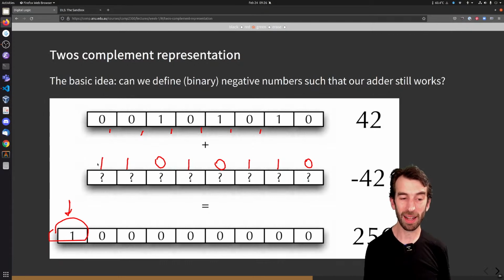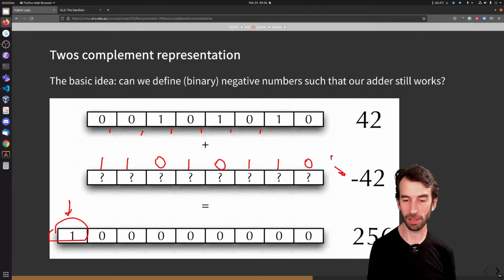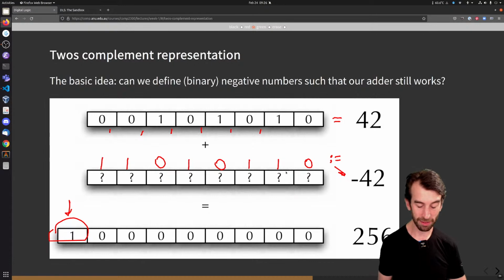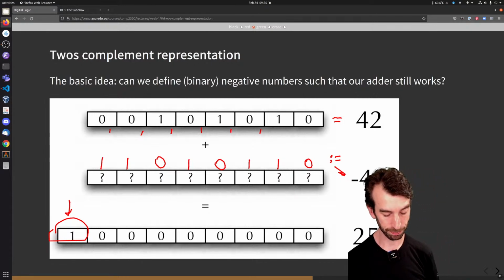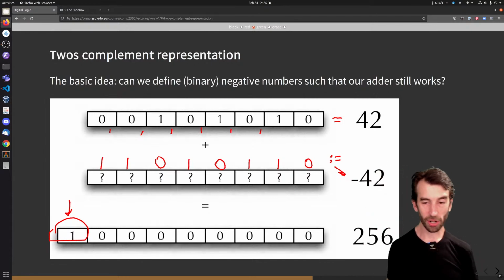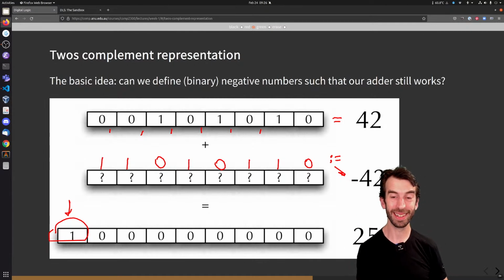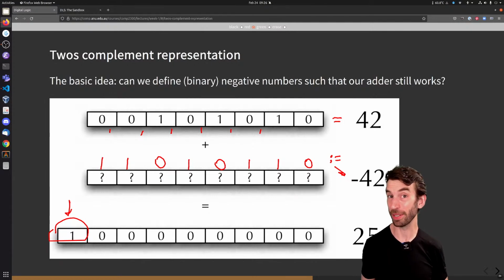And we can now define this number 1101 0110 to be minus 42. I'll write defined equal. So we already have this one. That one equals 42. And we have that one's going to be defined equal. So we're going to choose some binary numbers from our set and say those ones are going to be negative numbers. And some other ones we're going to choose and say those ones are positive numbers.